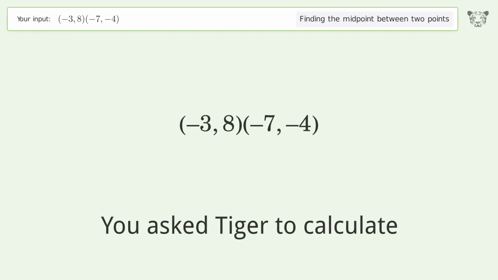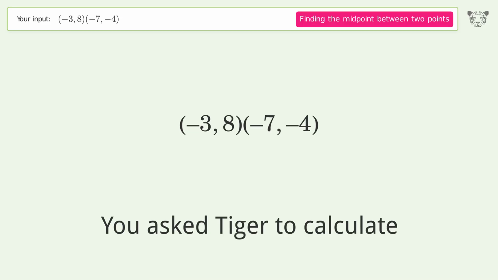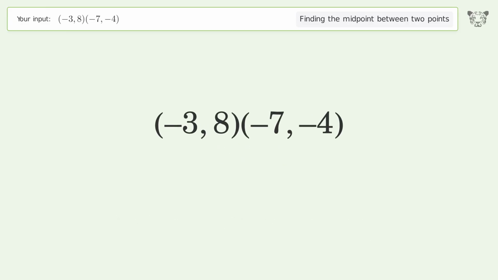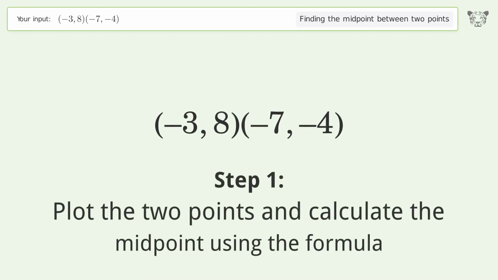You ask Tiger to calculate. This deals with finding the midpoint between 2 points. The midpoint between the 2 points is -5, 2. Let's solve it step by step. Plot the 2 points and calculate the midpoint using the formula.